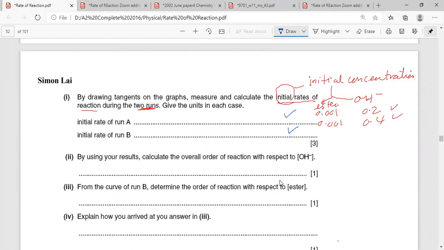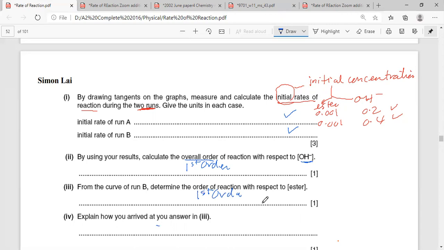From your results, calculate the overall order. Okay, with respect to OH minus 1, which means it's first order. Okay. From the curve of B, determine the overall order. Okay, from your results, calculate. Okay, right here, ester, of course, first order. How do you arrive at D?